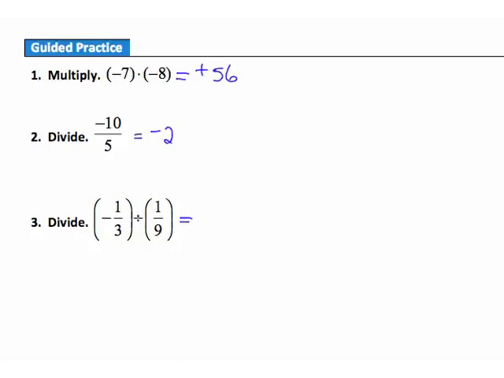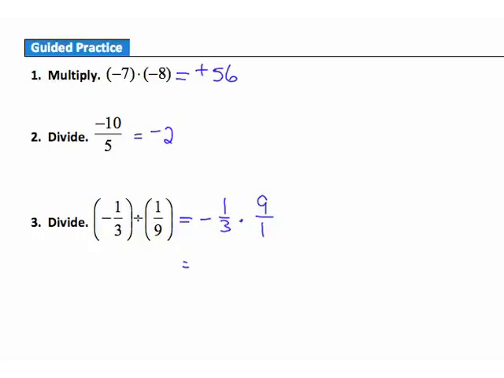Question 3, we're asked to divide with these fractions. Again, let's start first with the sign of our answer. Notice I have a negative times a positive. The signs are opposites or different, so that's going to give me a negative answer. Now I need to turn this division problem into a multiplication problem. So I know I'm going to get a negative answer. So I'm going to write that down. So I'll have 1/3 times, and I take the reciprocal of the second fraction, 9/1.